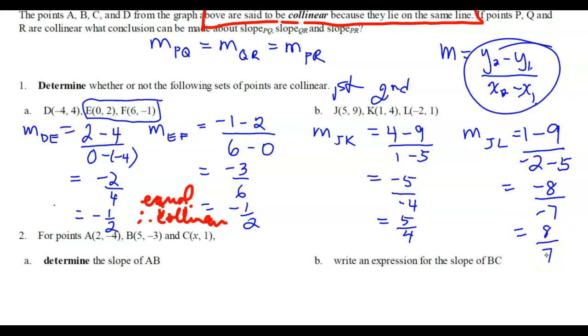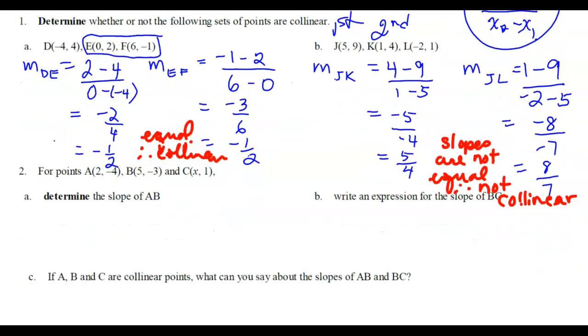Okay, so those slopes are different. They're both positive, but they're different slopes. So slopes not equal. Not collinear. Slopes are not equal, therefore not collinear. Okay, so determine means show your work.